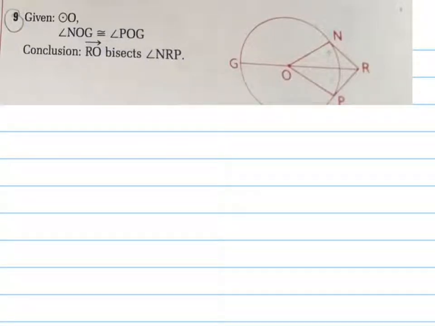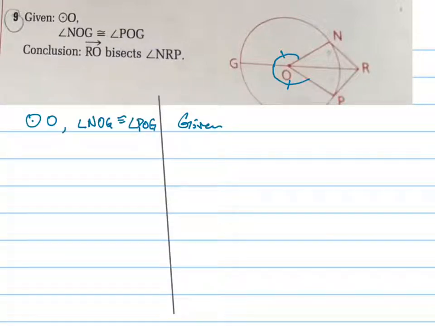So they're telling us that O is a circle and that angle NOG is congruent to angle POG. So let's write that in. NOG is right here, is congruent to POG, which is right here. So we're going to write that in there. Those angles are congruent. So let's start writing our given. So there's our given, our two givens.